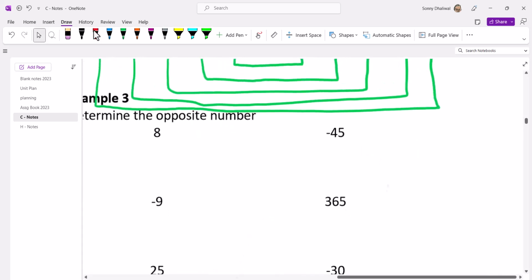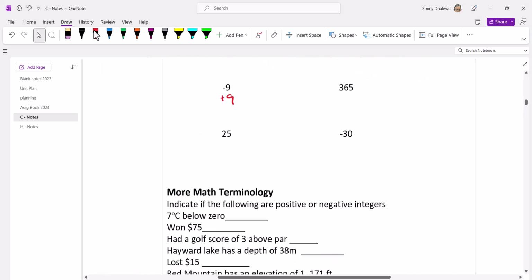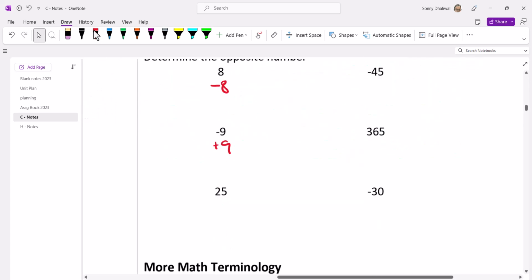So, if I give you 8, what is the opposite of 8? -8. Thank you. Opposite of -9? 9. All right. Okay, so let's continue on. Now, I think you guys got this. We need to fill the rest of these numbers up.